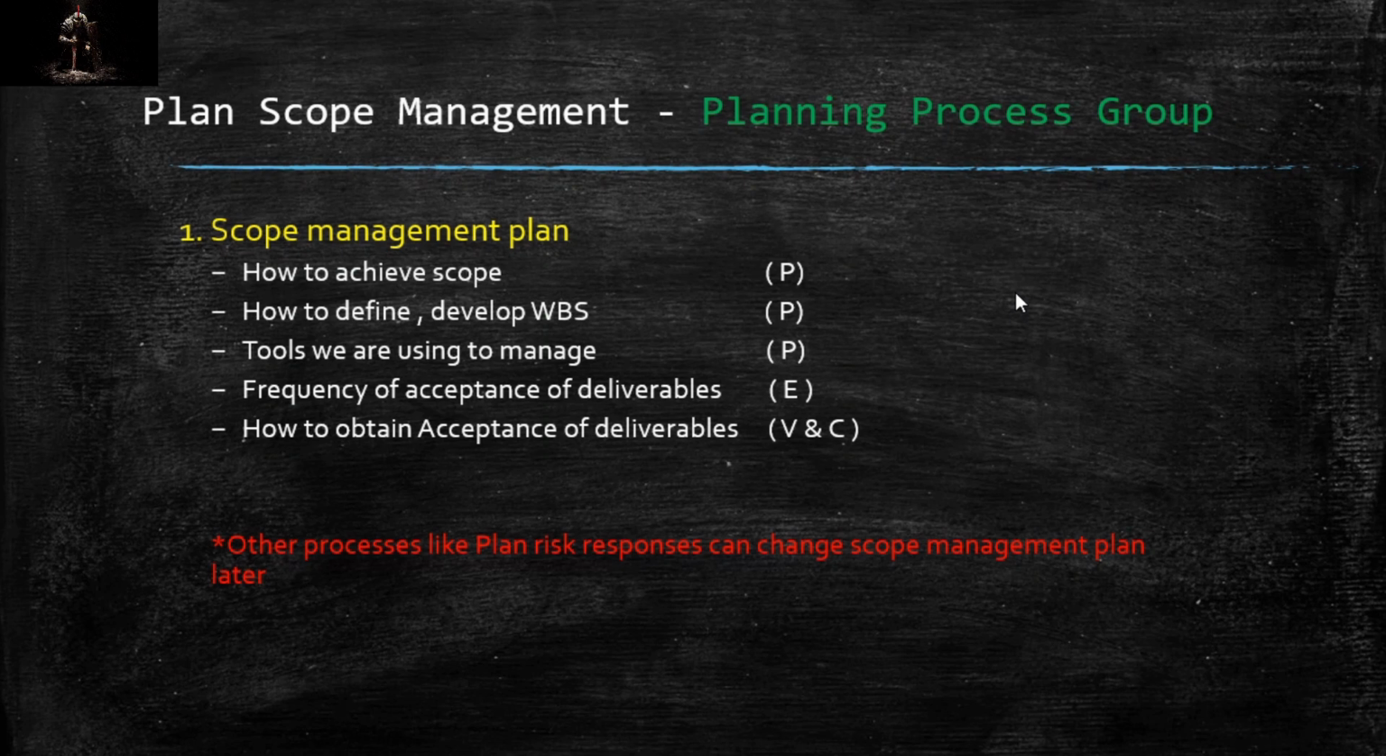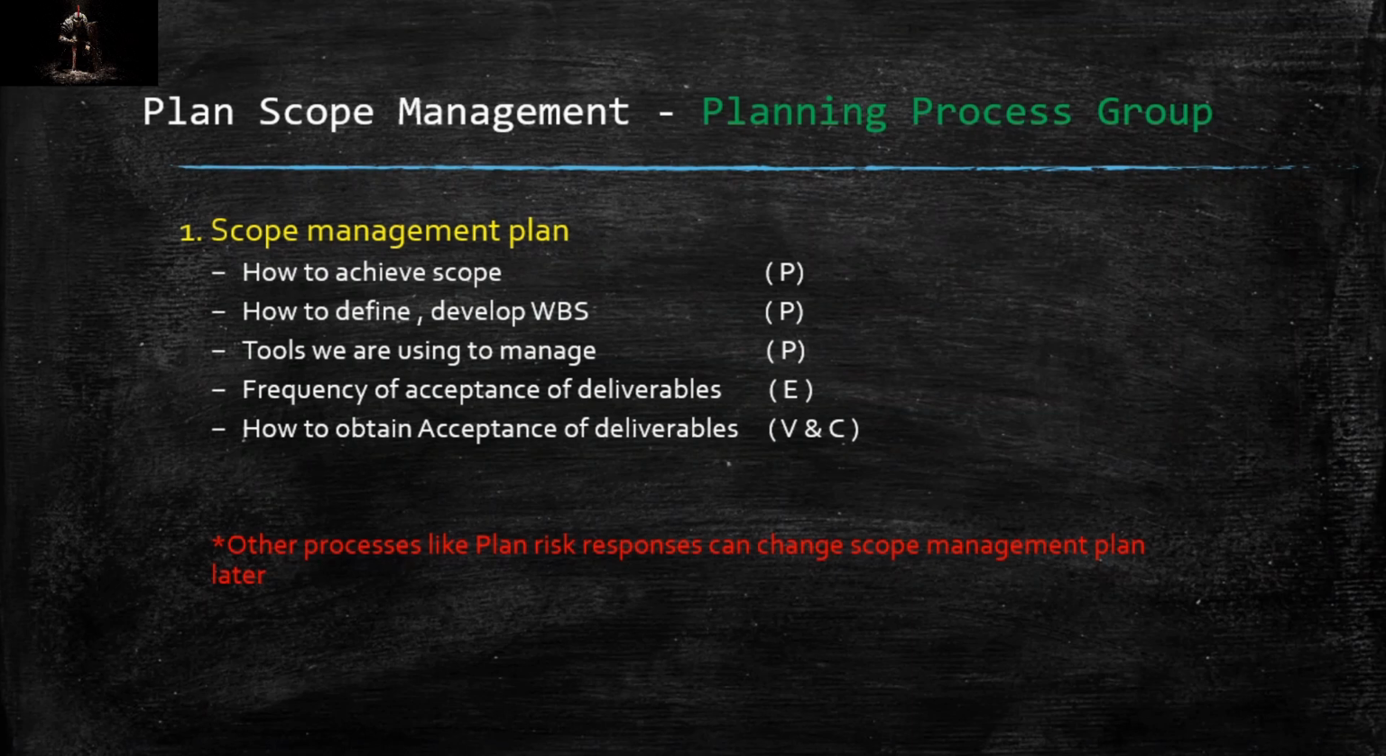So, what things are involved or what does the scope management plan contain? The contents can vary and depend on the individual and also on the type of project. How to achieve scope, which is included mainly in planning stage. How to define, create, develop WBS, which is also part of planning. Tools we are using to manage the scope are included in the planning stage. Frequency of acceptance of deliverables: how often we are going to accept the deliverables in execution. How to obtain acceptance of delivery, that is, from the client we have to verify things like that. It is in validate and control scope.